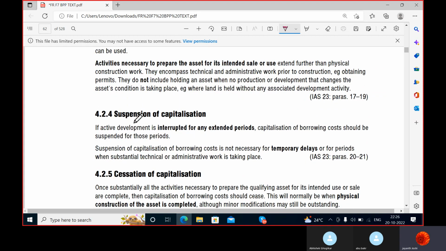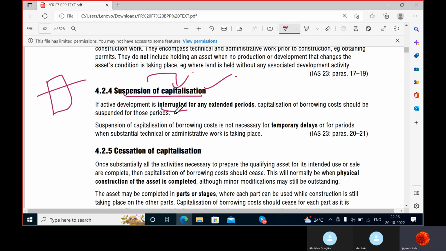When will you suspend the capitalization? If the active development going on for the asset gets interrupted for an extended period. Suppose you're making this asset and suddenly you stop the work, and that extends for some 2-3 months, then you should suspend the capitalization. Not for temporary delays, that is for 10 or 15 days. The capitalization would still be there.